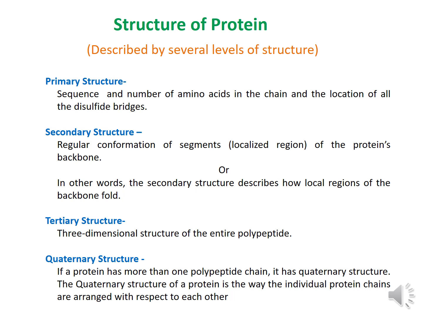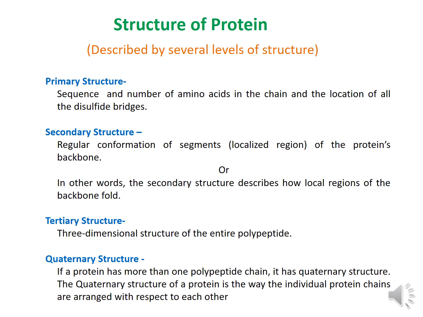And the last one is quaternary structure. Quaternary means that the protein has more than one polypeptide chain. Obviously, it has a quaternary structure. This quaternary structure of protein is the way the individual protein chains are arranged with respect to each other. These quaternary structures are stabilized by ionic bonds, hydrogen bonds, and hydrophobic interactions.